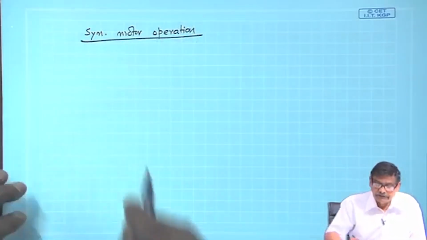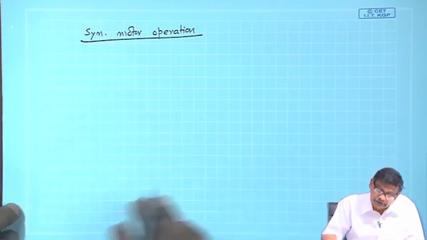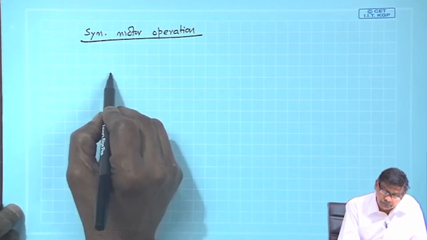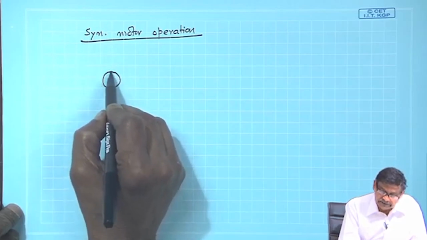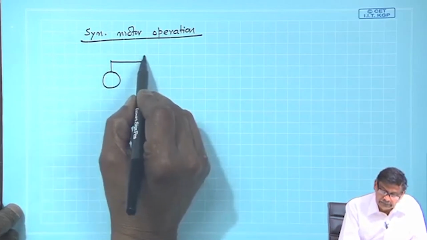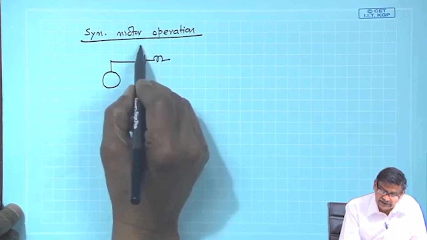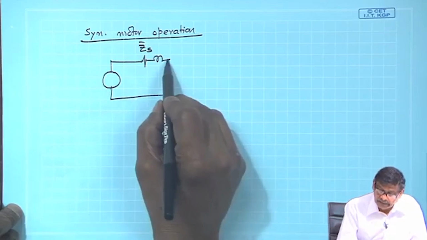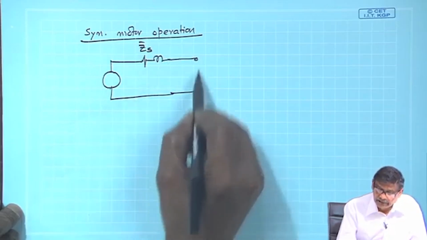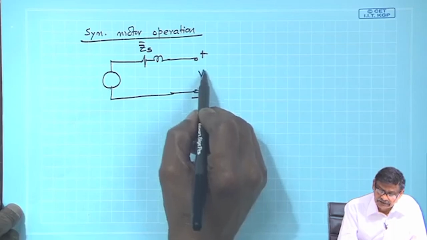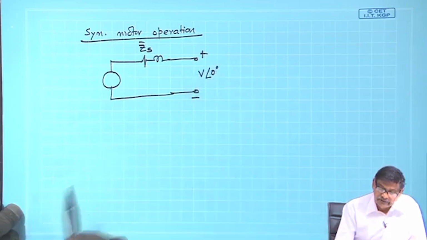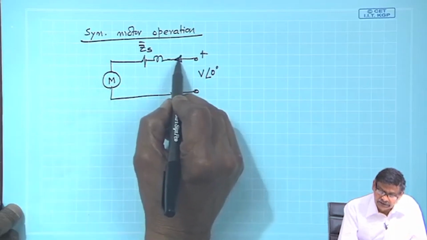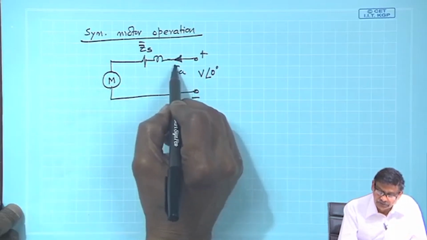Okay, we will first draw the phasor diagram and try to find out the expression of the torque. In case of synchronous motor operation, I will draw like this. The impedance is ZS as usual, and here is the bus voltage V, which is at angle 0 degrees, and since it is operating as a motor, I will show that it is drawing power from the source.